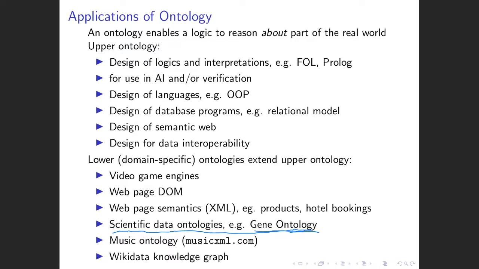Music has recently gone through this process. We now have a standard-ish ontology for representing music called Music XML. And this isn't just an XML format. The XML is just one way of instantiating it. You could instantiate the same ontology in an object-oriented language or in a relational database, but it defines what is a note. A note is an object that has a pitch and a duration and so on.